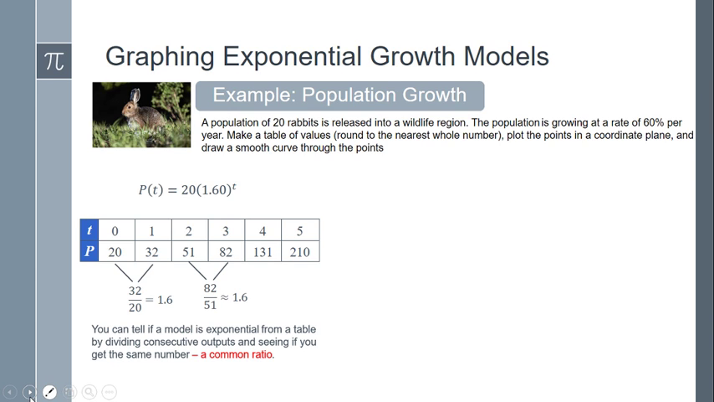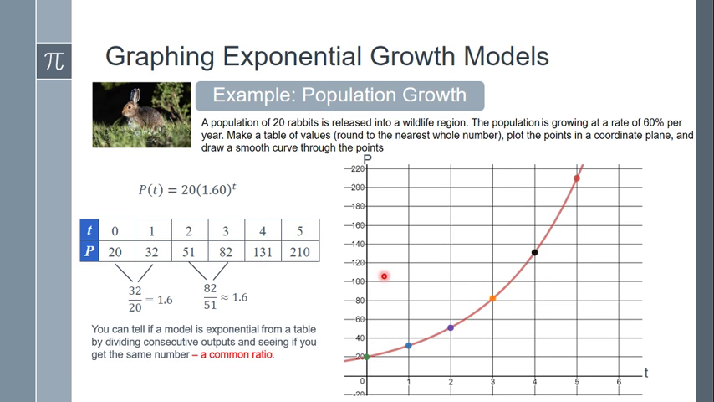Now once I have the table generated, I'm going to go ahead and pull up a coordinate plane and plot those points. So here you see our initial value at 0. We would plot a point at 20 because the y-axis represents the number of rabbits, and the x-axis in this case is t and represents years. So after 1 year we have 32 rabbits, and then we plot that point. And then finally I plot the other points in the same fashion and then connect them with a smooth curve.